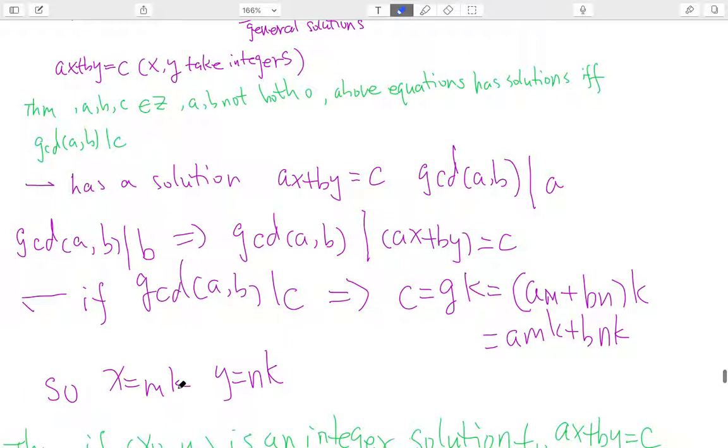On the other hand, if the greatest common divisor divides c, then c is equal to a multiple of g1, and g1 is a linear combination of a and b, that's for sure. And then you expand it out. You set, for example, mk equal to x and nk equal to y, and you then complete the proof.